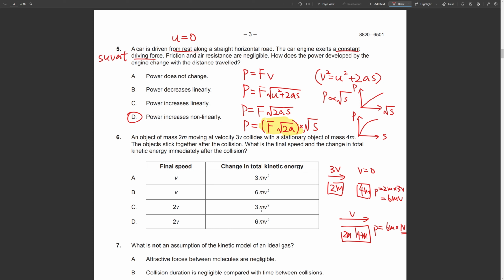And how about the change in kinetic energy? What was the kinetic energy before the collision? The KE before the collision was half times its mass times the speed squared. So it was 9mv squared. But after the collision, it will be half times the mass times v squared. So it is 3mv squared. It's reduced by 6mv squared. And the answer is B.